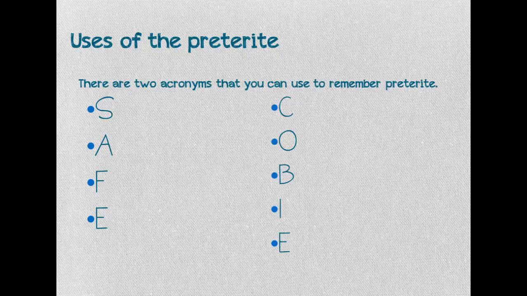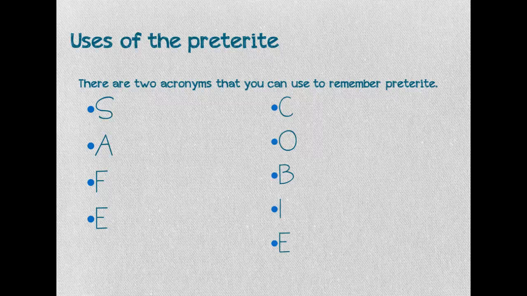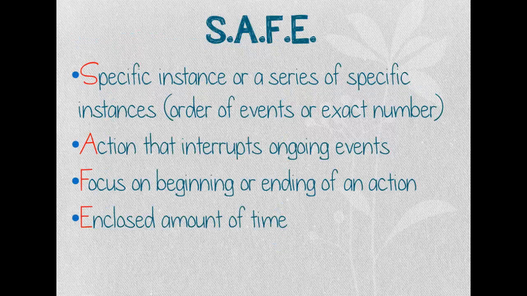So to remember when we use the preterite, because remember this video is on when we use the preterite versus when we use the imperfect, there are two acronyms that can help us. We have S.A.F.E and COBE. I will tell you what both of the acronyms stand for, but I tend to use COBE more. I think it's a little bit more descriptive and easier to remember, so that's the one I'm going to focus on. So we'll start with S.A.F.E.